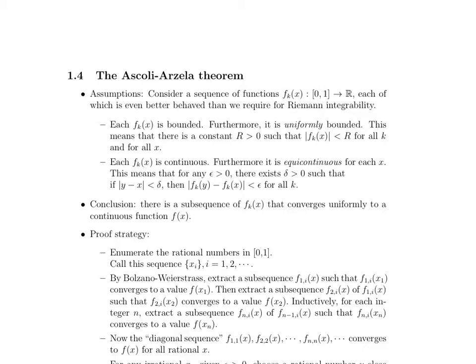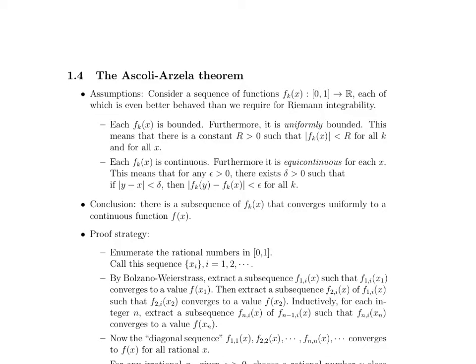We're going to have a sequence of functions. We label them f sub k of x. They're defined on the interval from 0 to 1 inclusive, and they map to the real numbers, each of which is even better behaved than what we require for Riemann integrability. Note that each of these functions in the sequence is bounded, and it is uniformly bounded. So that means that there is some constant r that's greater than 0 such that the magnitude of the function values for every single function in the sequence is less than r across the entire interval from 0 to 1. Note that each of the functions is continuous.